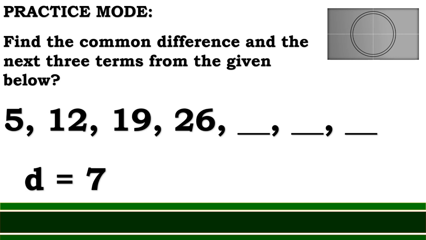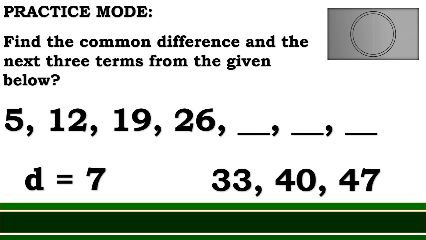So what will be the next three terms? You have 33, 40, and 47. How? 26 plus 7 will give you 33. 33 plus 7 will give you 40. 40 plus 7 will give you 47.